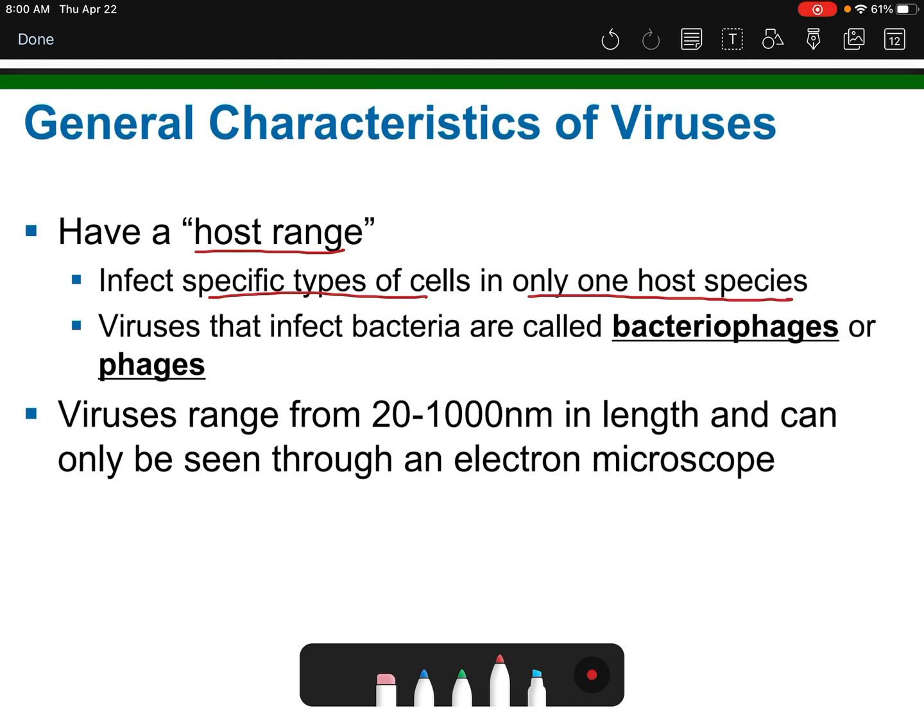We give the name bacteriophage, or a phage, to viruses that infect bacteria. That word will be used quite a bit, so you need to get used to it. And again, they're very tiny, 20 to 1,000 nanometers in length, so you have to have an electron microscope in order to see them.